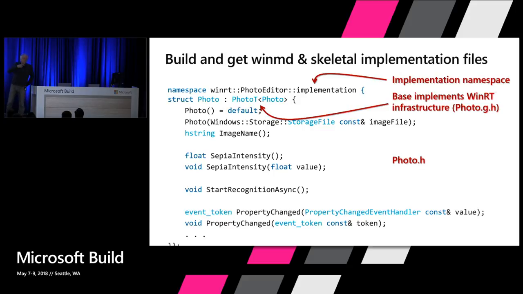So this is really the .h file that we generate for you. There's a .cpp file that has all of these implementations, but I'm not showing them to you because they're all one line: throw, not implemented.